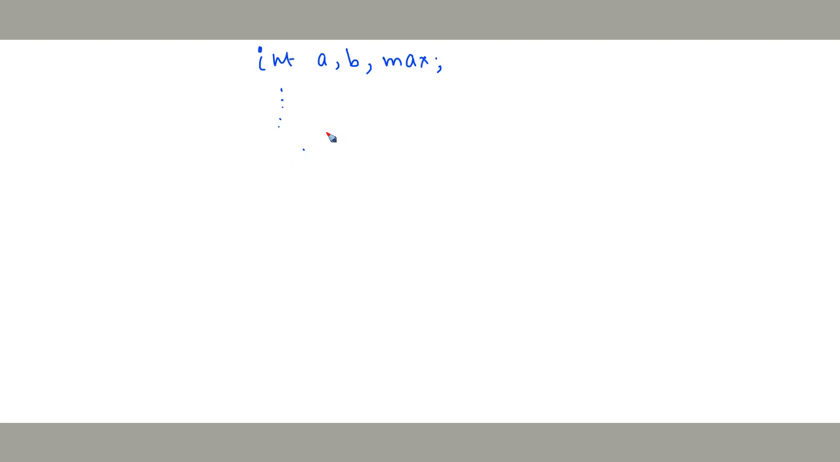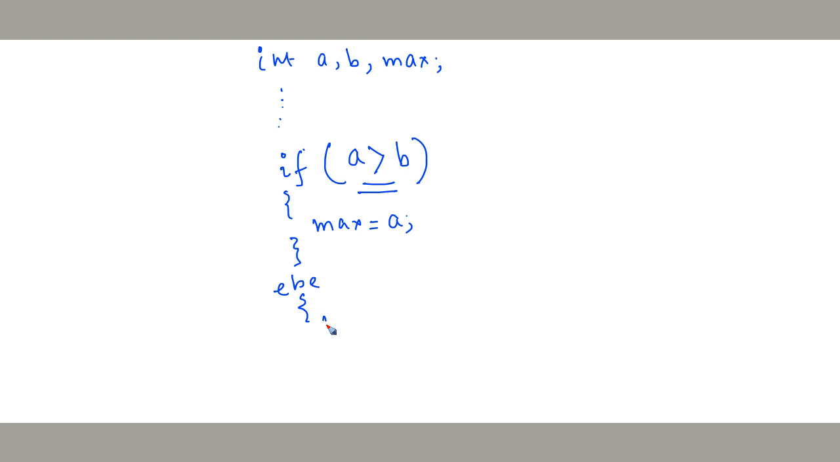Here we have two variables, a and b, and another one max. We need to find out the maximum of a and b and want to store it in max. So what we need to do is to test the condition a greater than b, and if a greater than b is true, then obviously the maximum is a, so we should execute this code. Otherwise, else, if this condition is false, then the maximum is b, so we should write this particular code here.